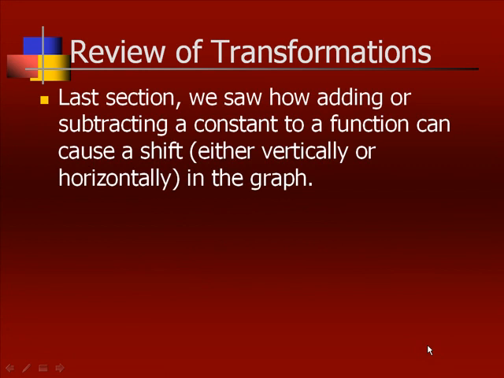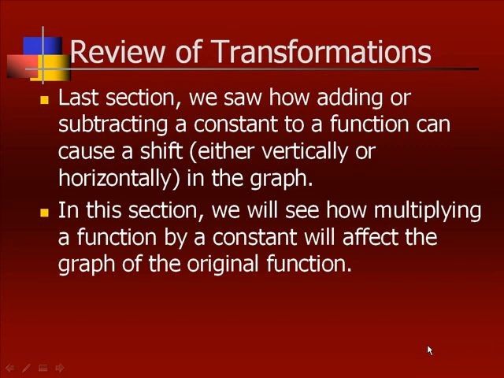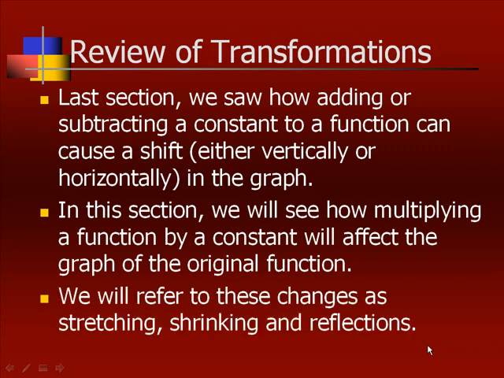Transformations by adding or subtracting a constant to a function can cause a shift, either vertically or horizontally, in the graph. In this section, we will see how multiplying the function by a constant will affect the graph of the original function. We will refer to these changes as stretching, shrinking, and reflections.